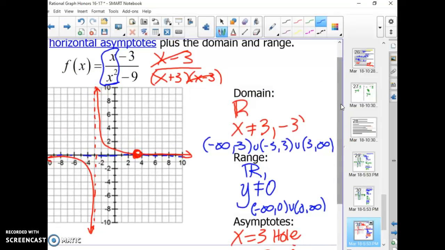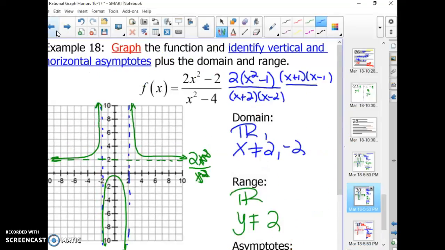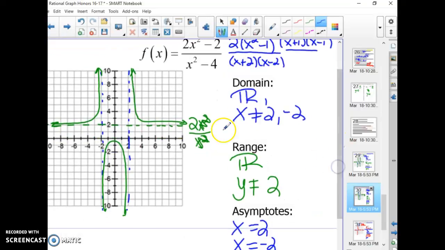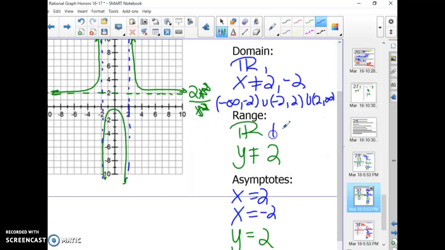Okay? Going back to our other two ones, just adding on to this. Here we go. Negative infinity to negative 2, union negative 2 to 2, union 2 to infinity, and my range would go from negative infinity to 2, union 2 to infinity.